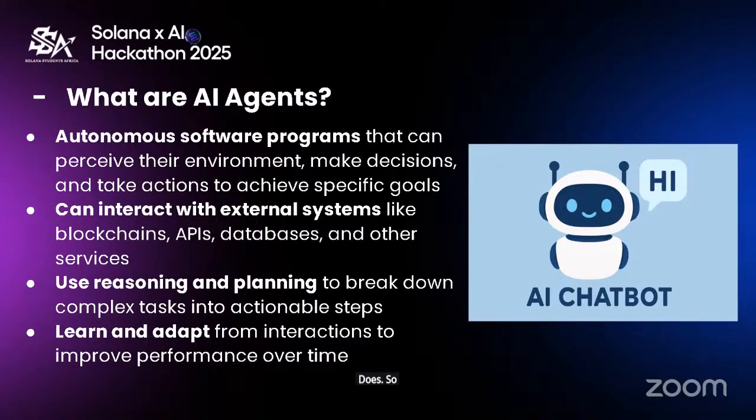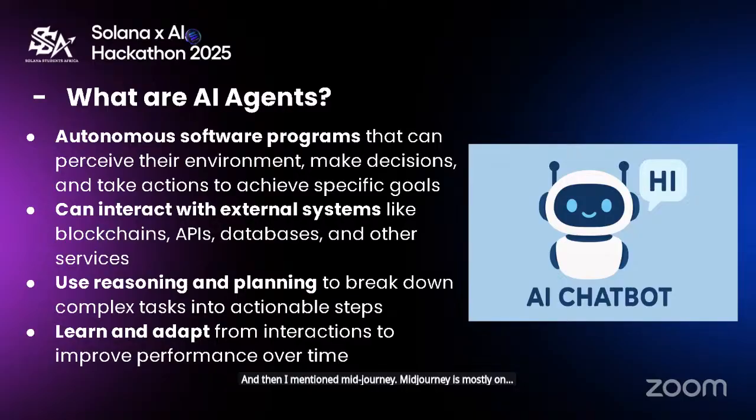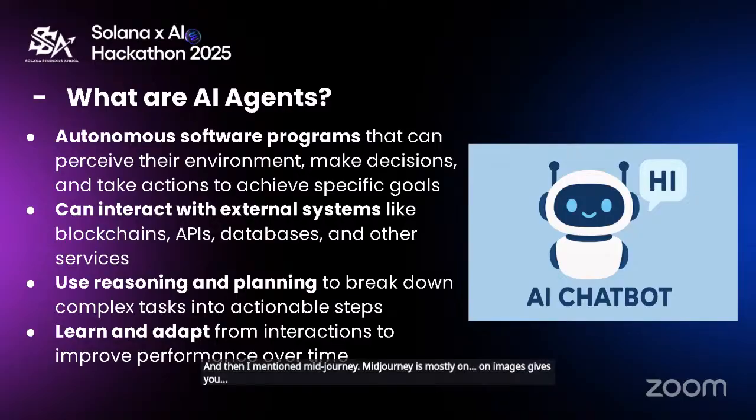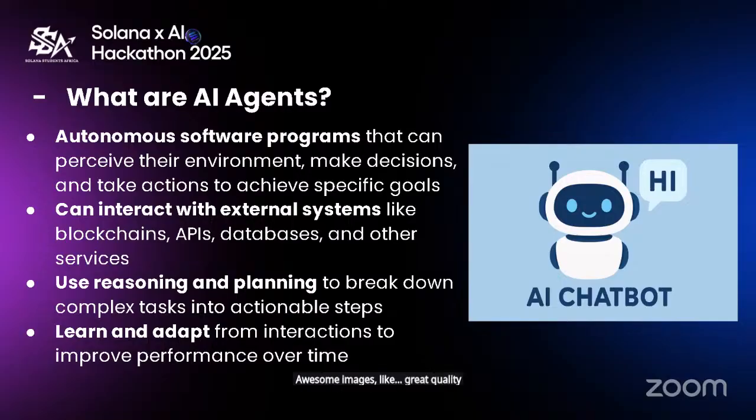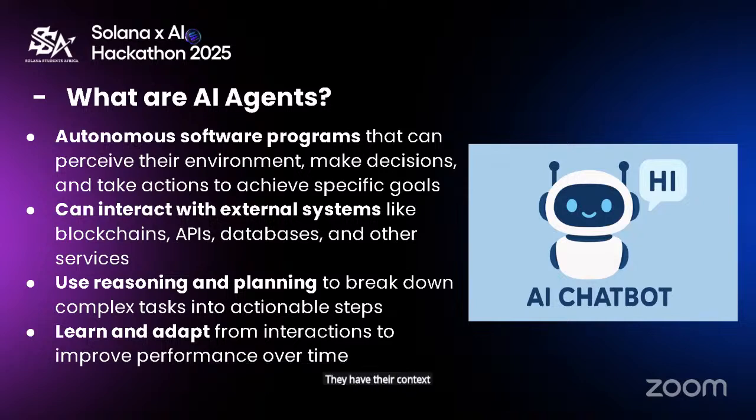So I've given you guys three examples. I've given you guys the general context and general environment, right? And then I mentioned Midjourney. Midjourney is mostly on images, gives you awesome images, great quality, professional stuff. But it is not really great with videos, which is what Google Veo is built for. So you see that each of these platforms with LLMs and all that AI stuff, they have their context. And for us, our context is spendings.